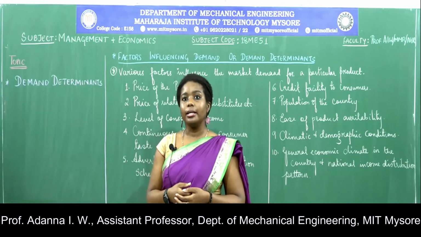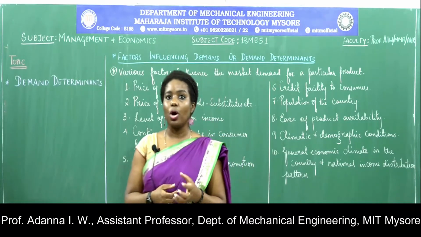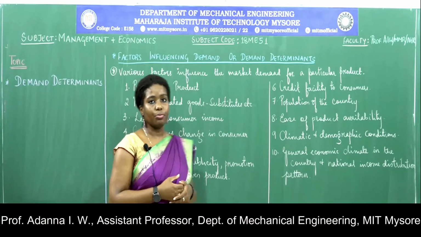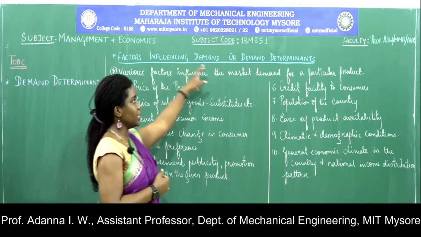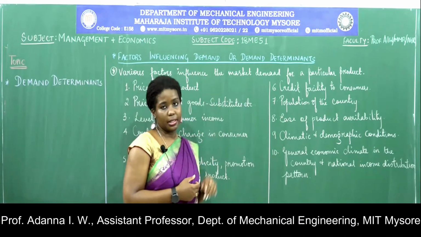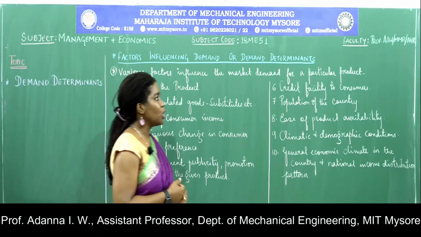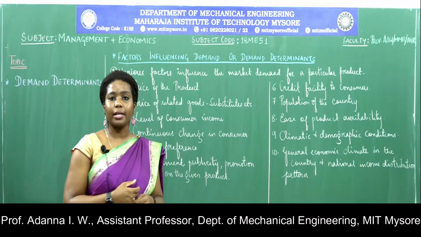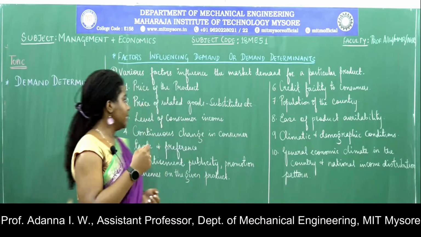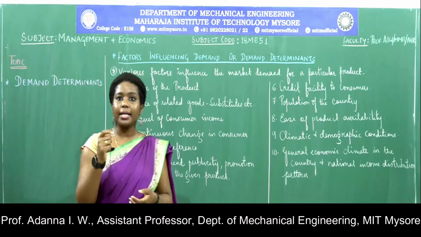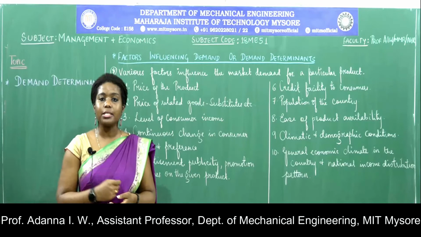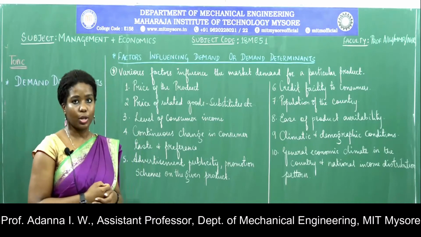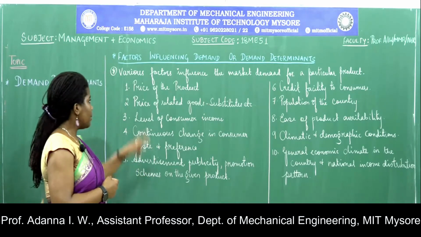The word determinants means what determines that particular factor. So when we are talking about the demand of a particular product, the factors influencing the demand are the demand determinants. That is what we are going to study in this session. When we look at the demand determinants, there are 10 major factors which affect the demand of a particular product. So the first one is the price of the product.